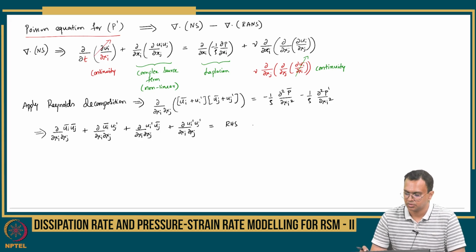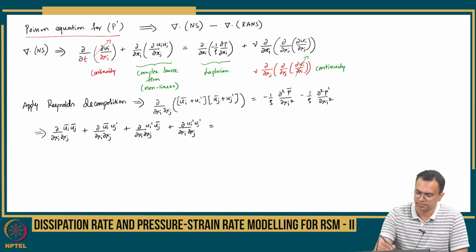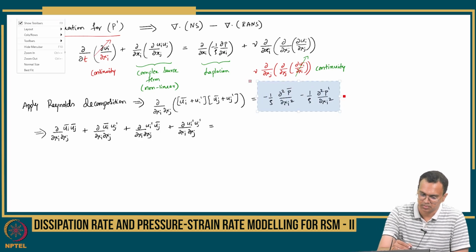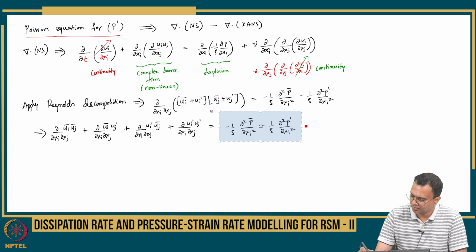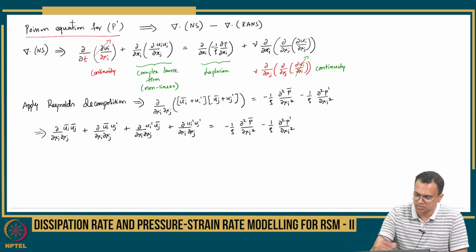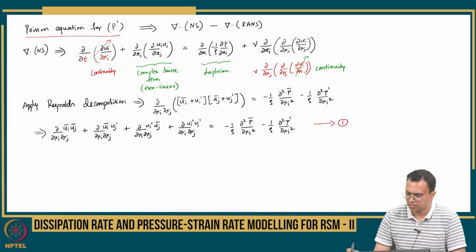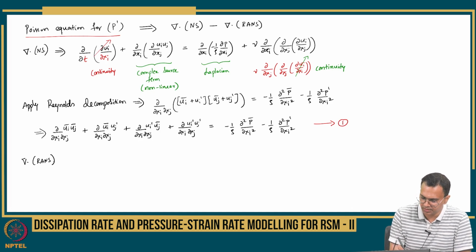Okay. So of course now we have to do the other part, which is the divergence of the RANS equation. Okay, so this is one equation now here, so I can take just this, copy and then paste this. Okay, so I call this equation 1. Now I need to do the second part, which is the RANS part here.